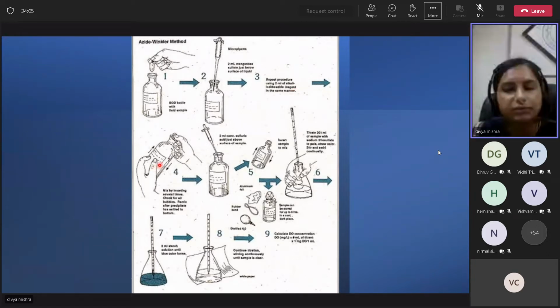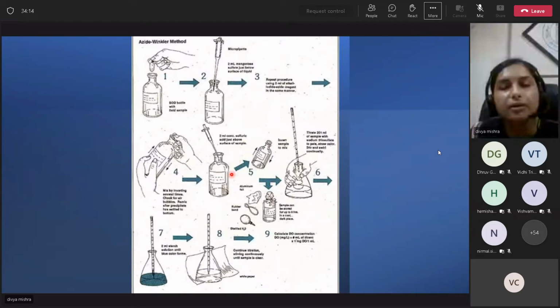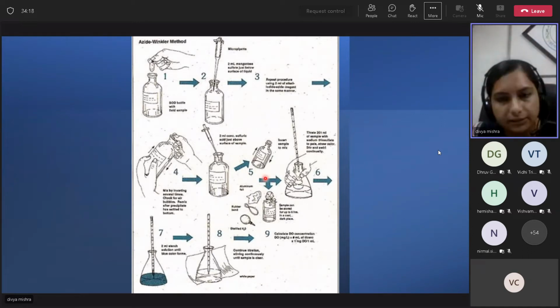We will shake it up. After this, we will get brown colored precipitates. If we are getting some bubbles, then we should discard that sample. Otherwise, we will proceed further. We will keep it for some time. Then we will add sulfuric acid to dissolve the reddish brown precipitates. And then after some time, we will titrate it with sodium thiosulfate.